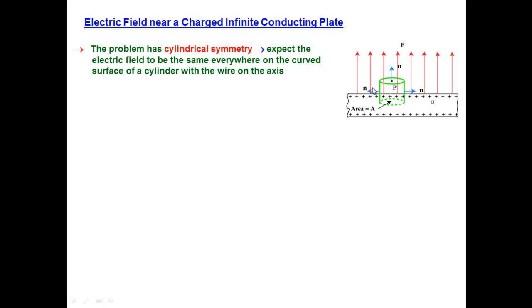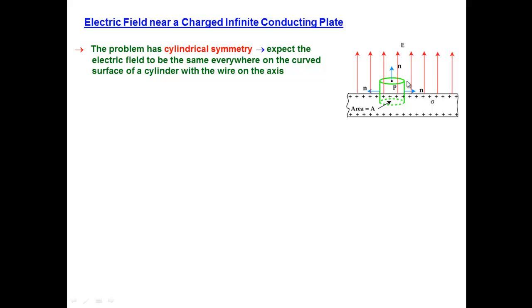So the problem: by symmetry we can deduce that the electric field lines are going to point perpendicular to the surface for a very, very long slab of material. So these field lines won't show any of the fringing effects that you might have near the end of a finite slab. So we expect the symmetry to be cylindrical. The electric field would be the same everywhere on the curved surface of a cylinder that has its axis perpendicular to the slab.